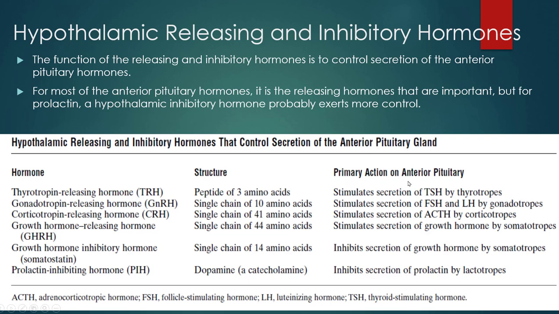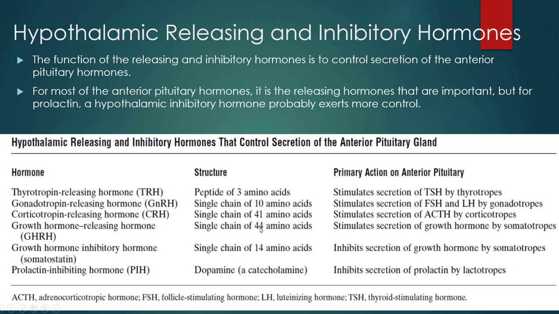These are the hormones, these are the structures on which they act, and these are the primary actions on the anterior pituitary. Thyrotropin releasing hormone is peptide in nature, contains 3 amino acids, and stimulates secretion of thyroid stimulating hormone by the thyrotropes. Gonadotropin releasing hormone, a single chain of 10 amino acids, stimulates secretion of FSH and LH by gonadotropes. Corticotropin releasing hormone, CRH, a single chain of 41 amino acids, stimulates secretion of ACTH by corticotropes.